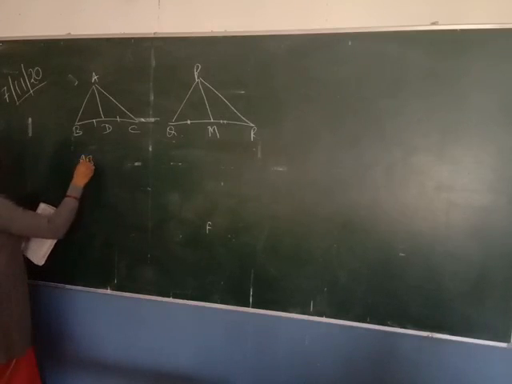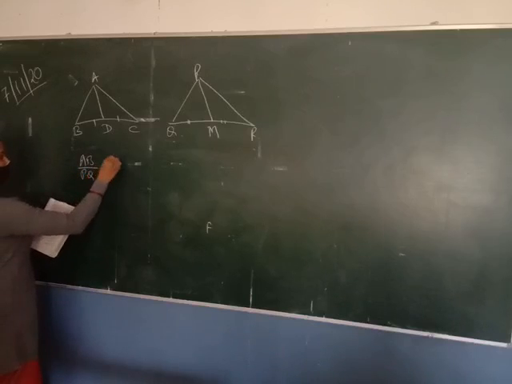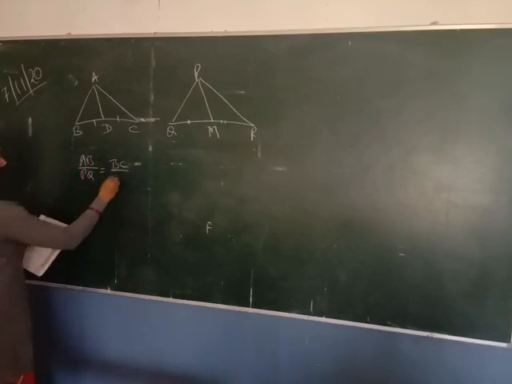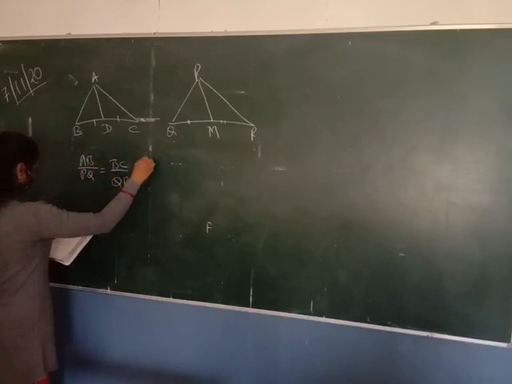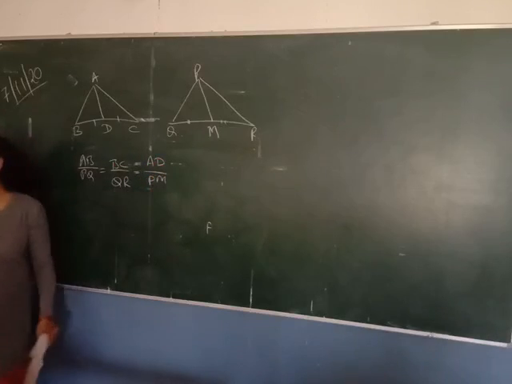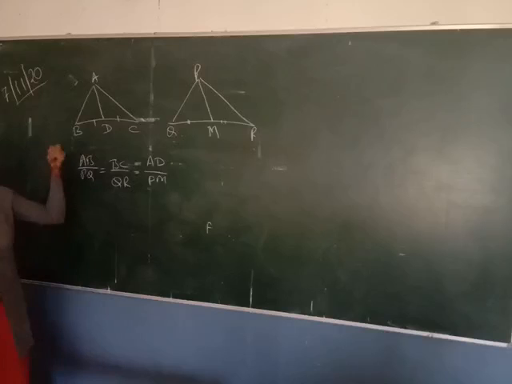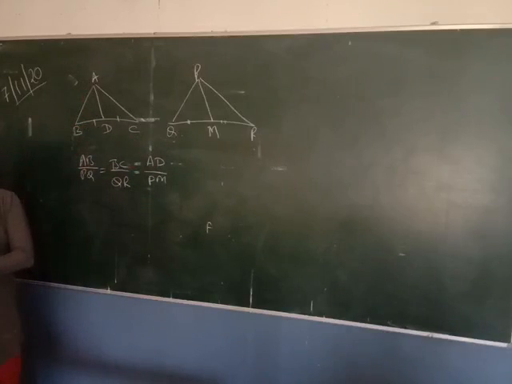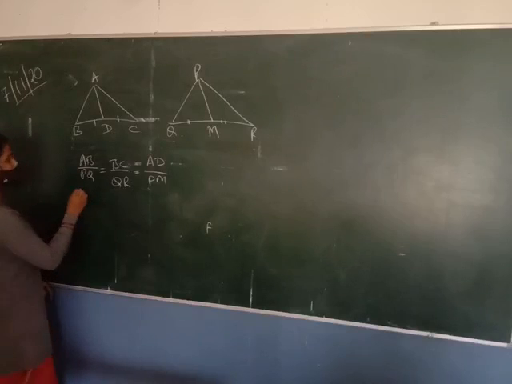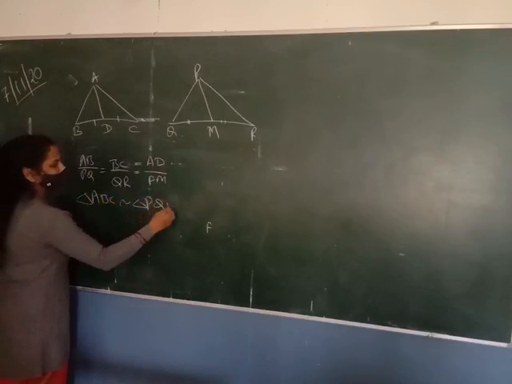the side AB upon PQ is equal to BC upon QR is equal to AD upon PM. Okay, it is given in the question that the ratio of these three sides are equal. You have to prove that triangle ABC is similar to triangle PQR. You have to prove it.